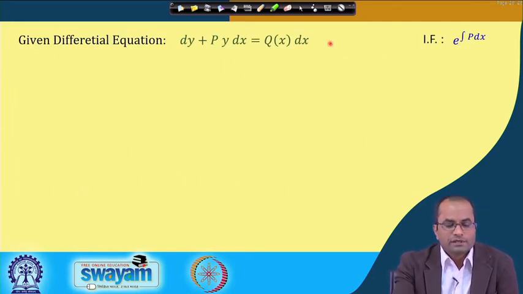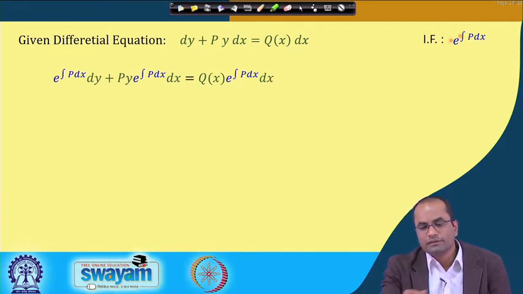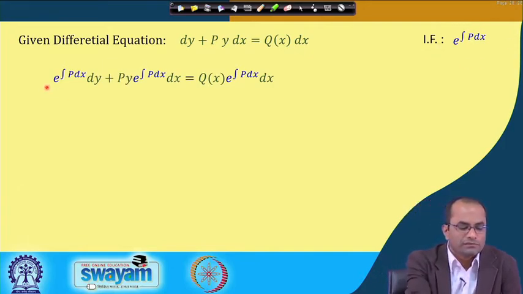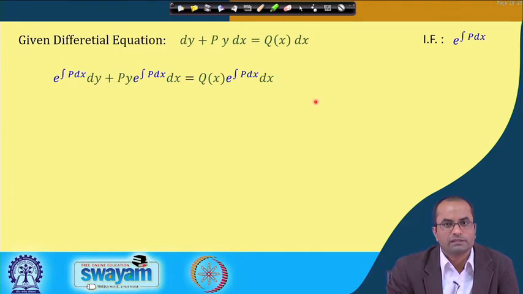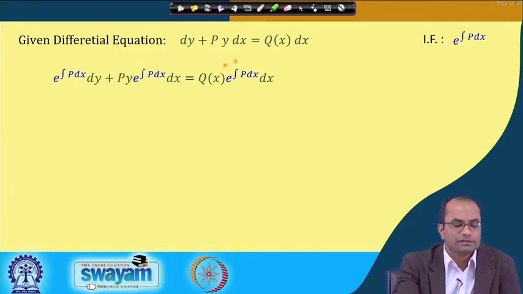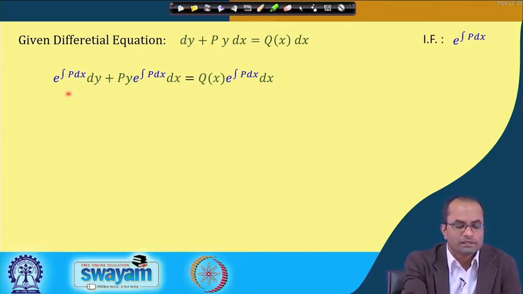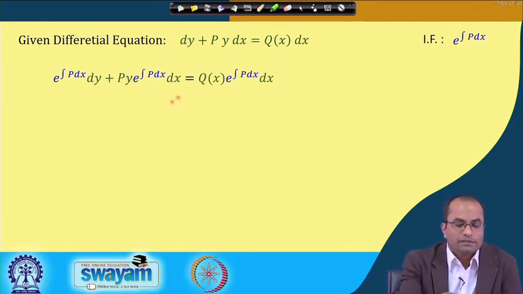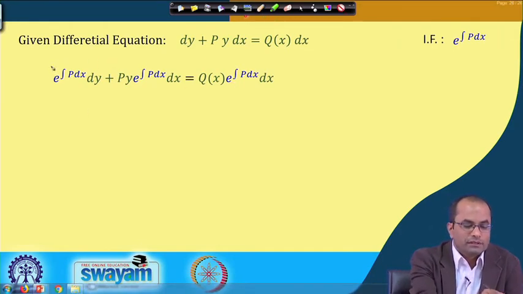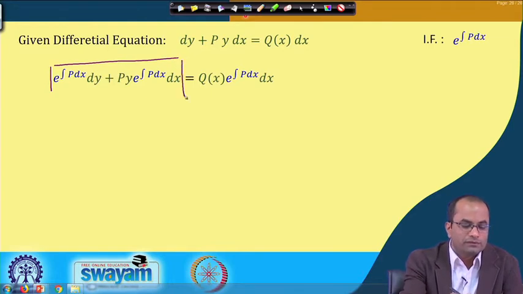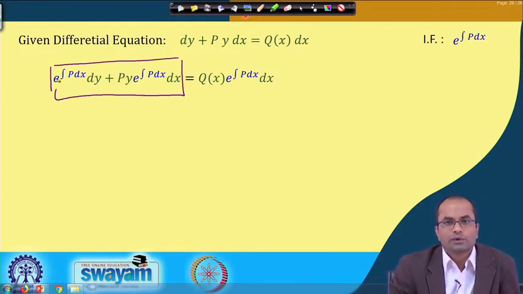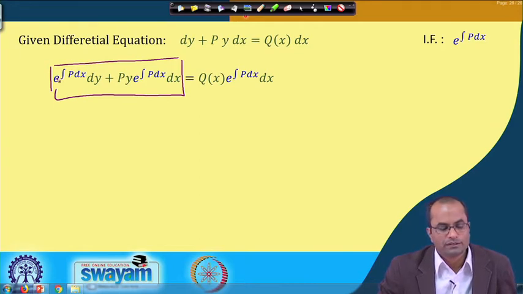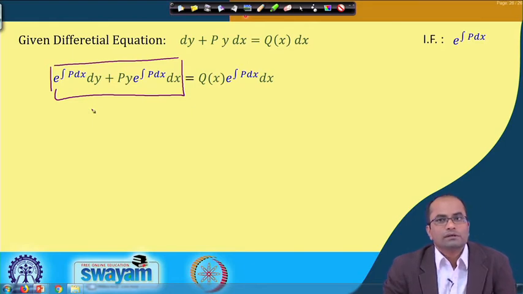So, we have this differential equation, and we have the integrating factor here, e to the power of the integral of p dx, meaning that if we multiply this given equation by this integrating factor, then e to the power of the integral of p dx appears also in this term and on the right-hand side. Now, the left-hand side should be the differential of some function f(x, y), that is the point. So, after multiplication, this will become the total differential of some function of x and y.